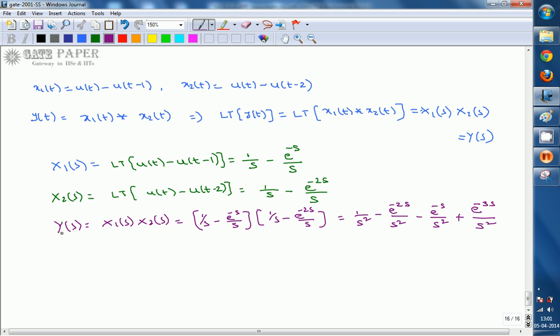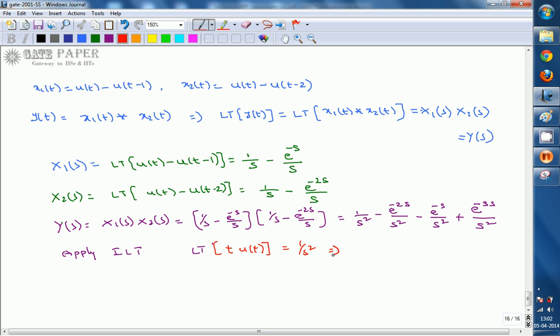Now we apply the inverse Laplace transform. Here the term is in the form of e power minus ks by s square. We know that the Laplace transform of t into u of t is 1 by s square.